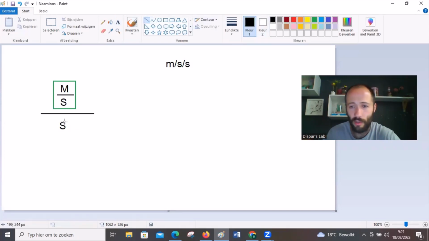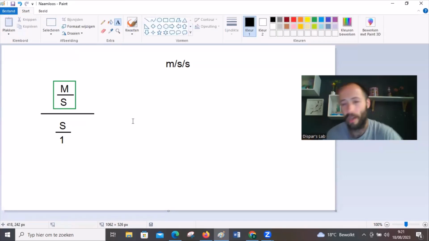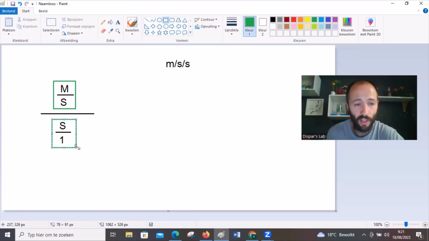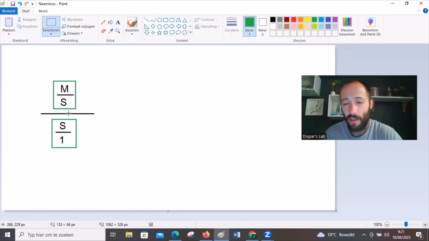So you write it out as a fraction, meters per second over seconds, and then you want to turn this one also into a fraction. The way to do that is just to put a 1 over here. Seconds over 1 is the same as just seconds. So now you have a fraction over a fraction. And in algebra, the way to calculate this is to take the reciprocal. So you take meters per second, and then you flip these upside down, and then you multiply it with this.